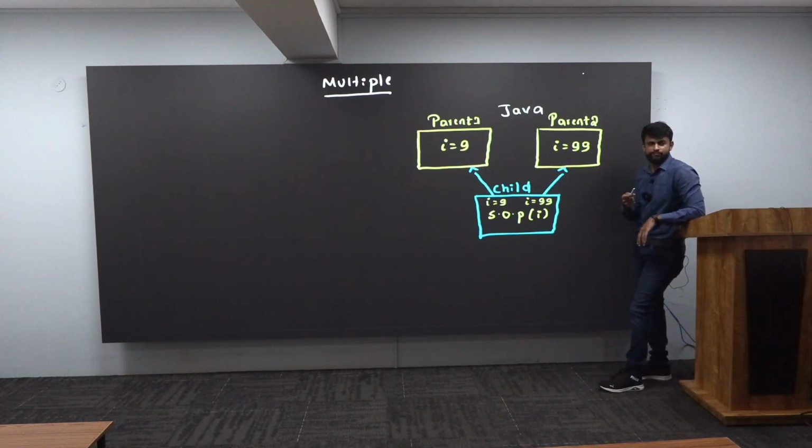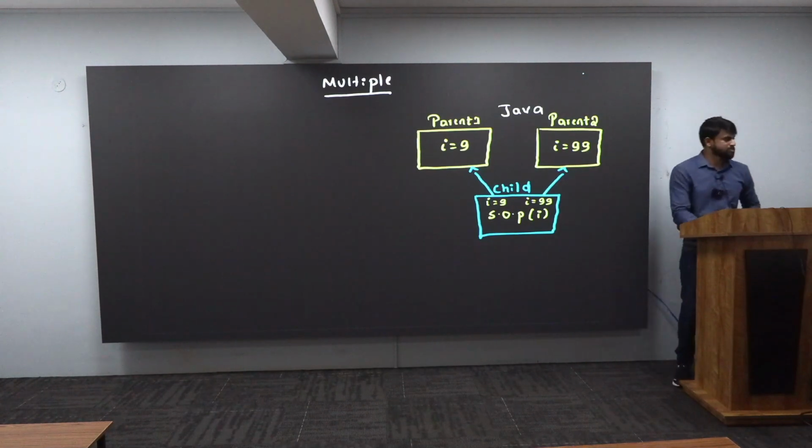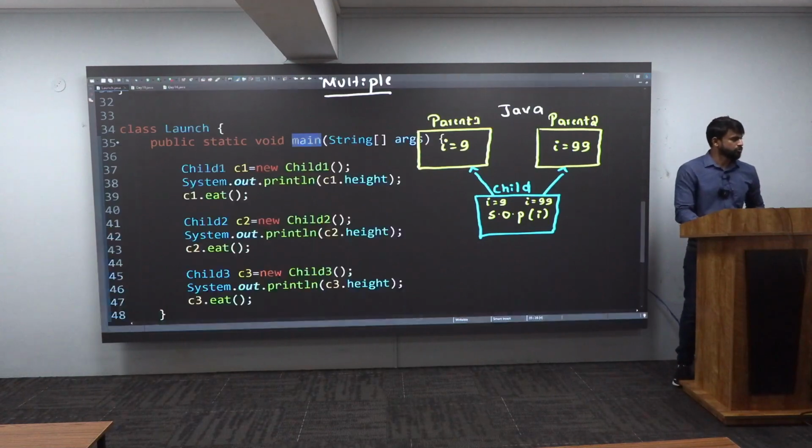Are you guys getting confused? In the same way, Java will also get confused. And that is why multiple inheritance will not work in Java. Got this, all of you? Outstanding. So let me see this programmatically, how I should code it.